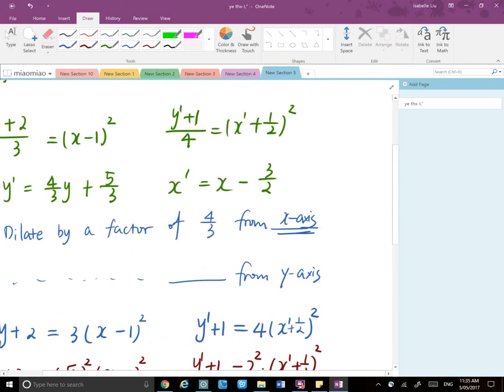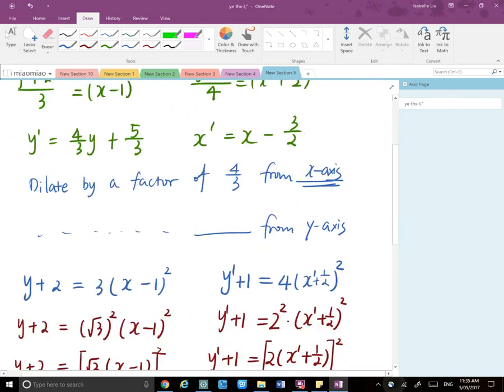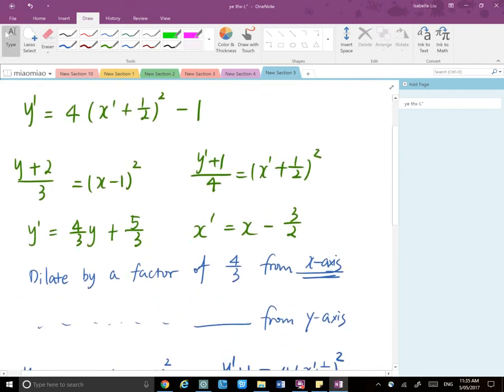Before, how many units did I translate? I translated 3/2 units to the left and 5/3 up. But now I only translate 1 unit up and (root 3 plus 1)/2 units to the left. So the translation units change, and also the dilation factor changes, if you change the dilation direction.